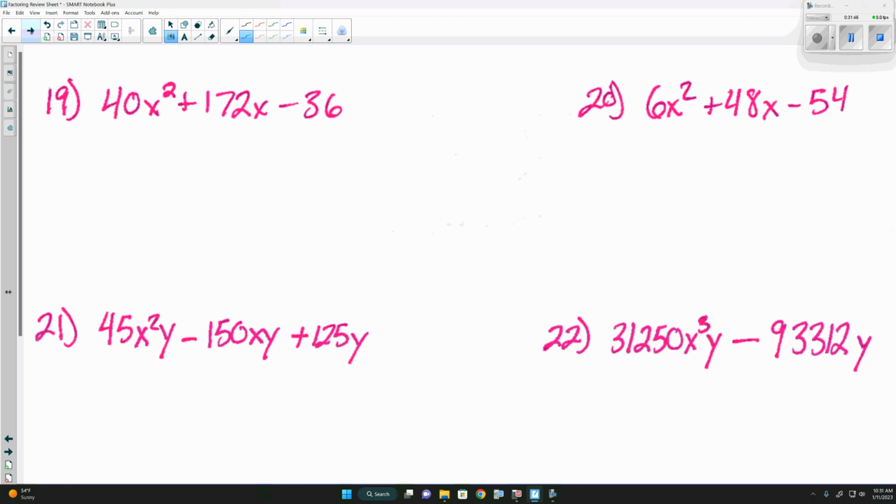We can do 25. Now, 19 and 20 are just our greatest common factor, 2 sets of parentheses, and solving from there. 21 is the exact same as 19 and 20. Look for greatest common factor first, pull it out, and then go through our steps. 23 is a difference of perfect cubes. Pull the greatest common factor out first before you start it.